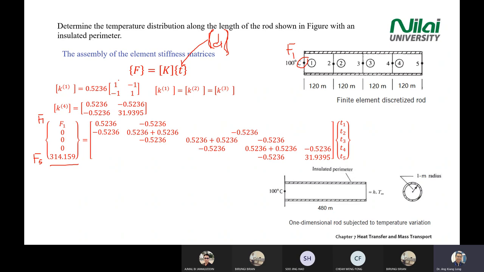The pencil is actually to help you park the number inside here. This is the global matrix that you do parking just now. This is the capital K.